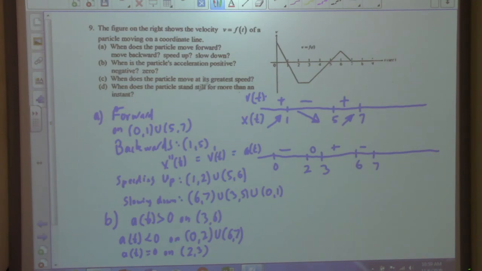Okay, now, when does the particle move at its greatest speed? On what interval or intervals? What did we say speed was? Hannah's not here to tell us what speed is. What is speed? Absolute value of velocity, right? So we have Kylie channeling Hannah. So if speed is the absolute value of velocity, when does that particle move at its greatest speed?